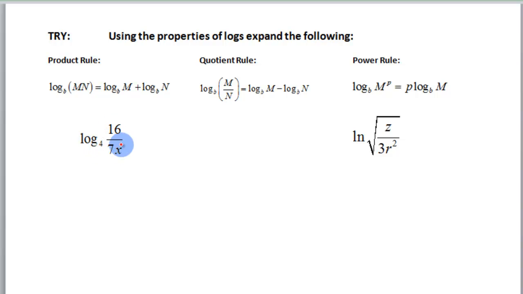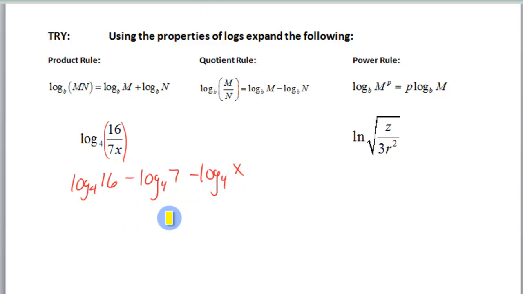Log base 4 of 16 over 7x. So, again, I think of it like this, right? Numerator and two things in the denominator. So this would be log base 4 of 16. That's the only thing in the numerator. And then two things in the denominator: minus log base 4 of 7 minus log base 4 of x.